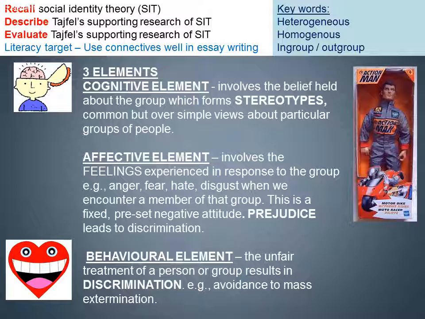Now, there are three elements to the prejudice. So the first one is the cognitive element. Now, this involves the belief held about the group, which will form a stereotype, common but often simple views about a particular group of people. The affective element includes the feelings experienced in response to the group. So, for example, you might feel angry towards them or hate them, and particularly when you encounter a member of that group. And this is a pre-set negative attitude, and this is the prejudice that leads to the discrimination. And the behavioural element at the bottom, which is the unfair treatment of a person or group resulting in the discrimination.